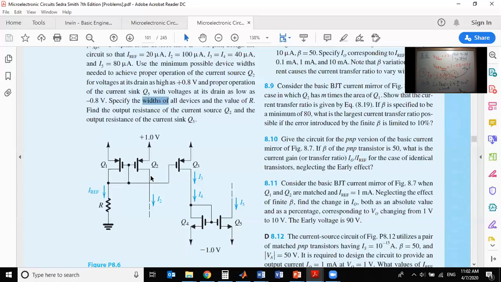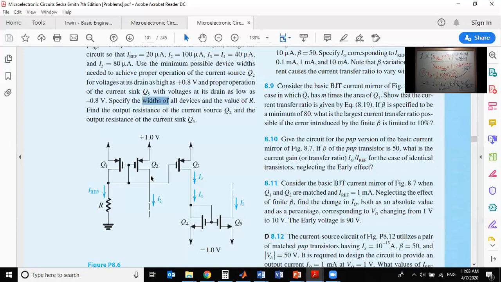If you solve this equation, everything is known. KP prime is known, L is known, 0.2 we substituted. Then you find W1 will be how much? Will be 5 micrometers. Done. So this is the first. The problem with the first requirement is that we don't know V overdrive. And how to find V overdrive? You find it from this condition here, that the maximum drain voltage is 0.8. That means the minimum VSD is 0.2, which means that V overdrive is 0.2. So you substitute V overdrive here. So now we found W1.